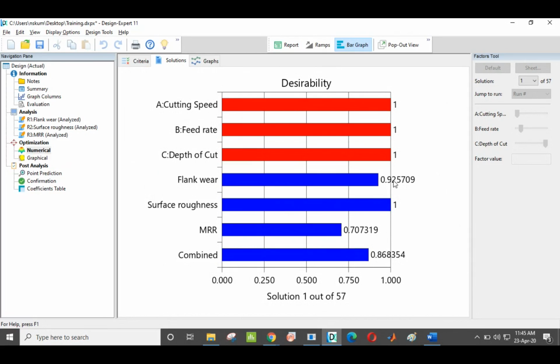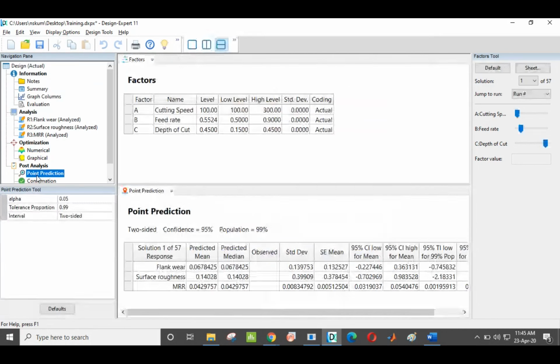So put the average for these 3 things, then I will end up with 0.86. So this is the multi-objective optimization in response surface methodology, and that too in Box-Behnken. Now after determining these optimal conditions, we are going with post analysis. The post analysis will go with point prediction.